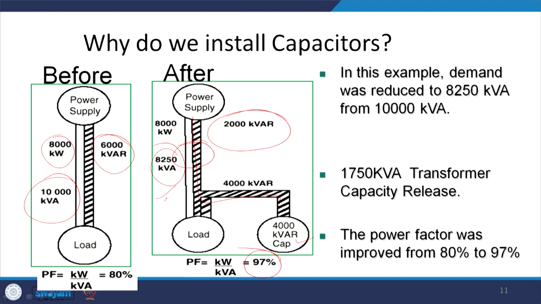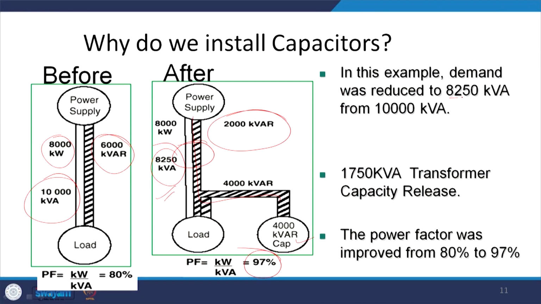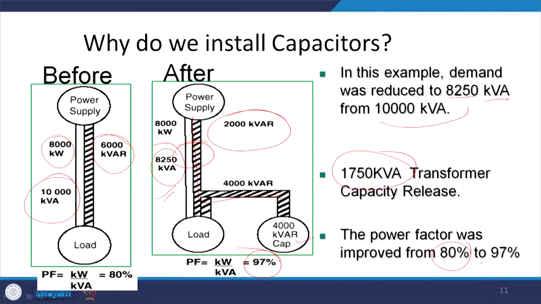So, you can load it further for the real power. So, that is an example. Demand reduces to 8250 kVA from 10,000 kVA, and thus what happened, this much, 1750 kVA of transformer capacity has been released, and the power factor was improved from 80% to 97%.